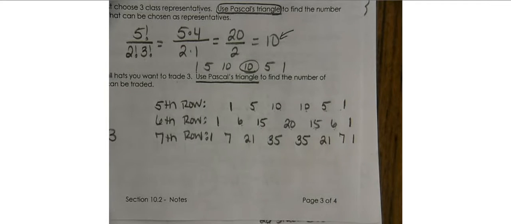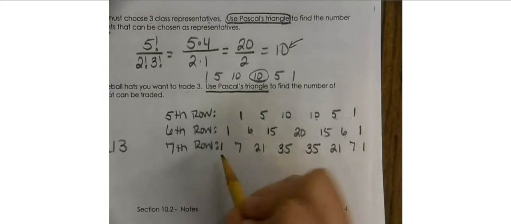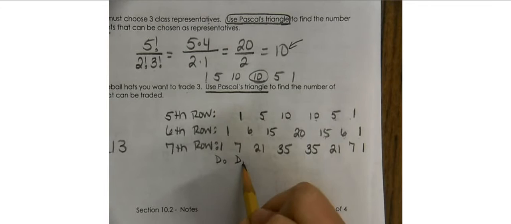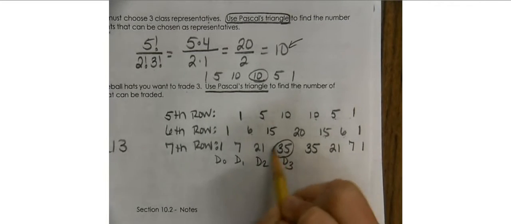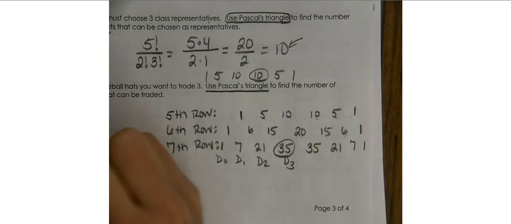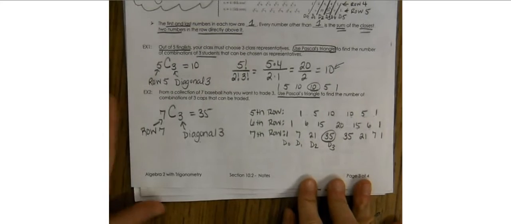All right, so we want to look at row 7, diagonal 3. So remember that this is diagonal 0, diagonal 1, diagonal 2, diagonal 3. So row 7, diagonal 3, the answer is 35. So that is our answer. So that is how you use Pascal's triangle. And this is the work that I would expect you to show on your homework, as well as on any test or quiz that we have in here.